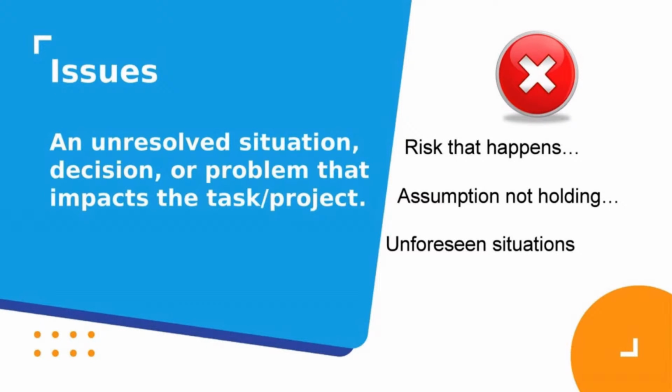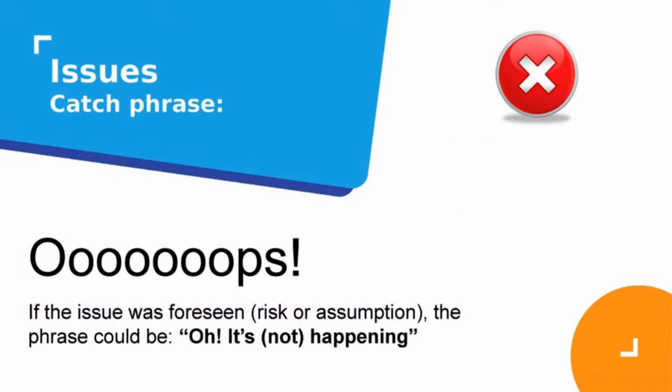Well, finally, but not less important, let's talk about issues. An issue is a problem, of course, an unresolved situation. It might be a risk that is happening, or an assumption that is not holding, or it can also be an unforeseen situation. Maybe you didn't expect that issue. You were not able to identify it as a risk or assumption before, and something just suddenly happened. And the catchphrase for that, the way you can remember issues, is just, oops.